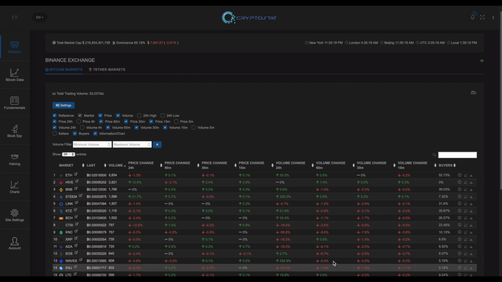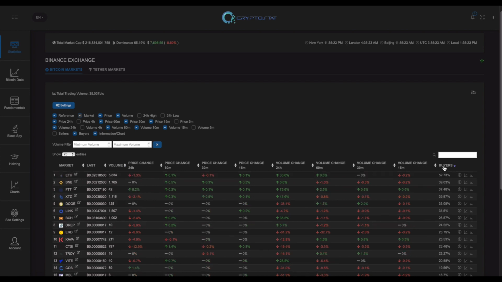Now, you can sort by any particular column by clicking on it. It gives you highest to lowest or lowest to highest as well. So for the buying power right here for ETH, it's currently at 52.73%, a little bit lower than where it was a few days ago, probably about 60%. And you can see that represented in price. ETH hit $200 at one point, and now has fallen back down to about 192, 193, and went as low as 189.